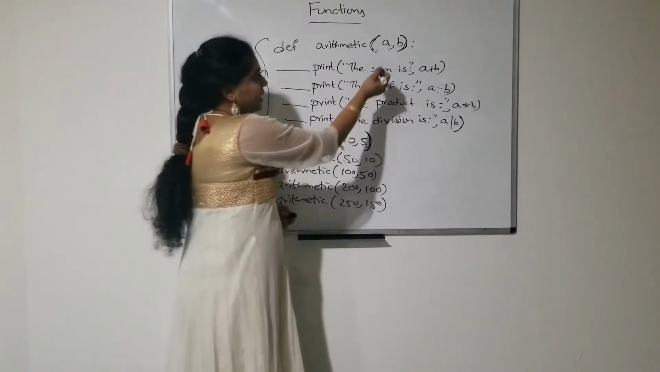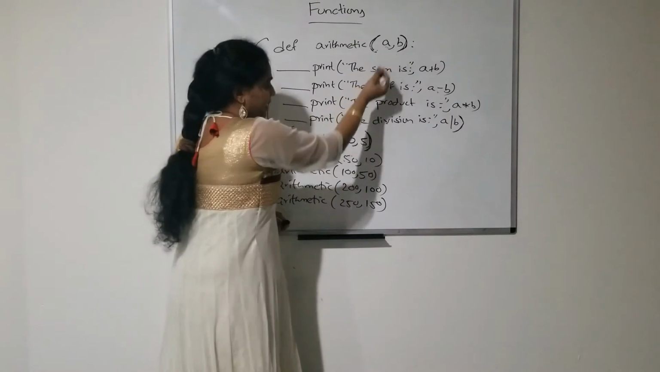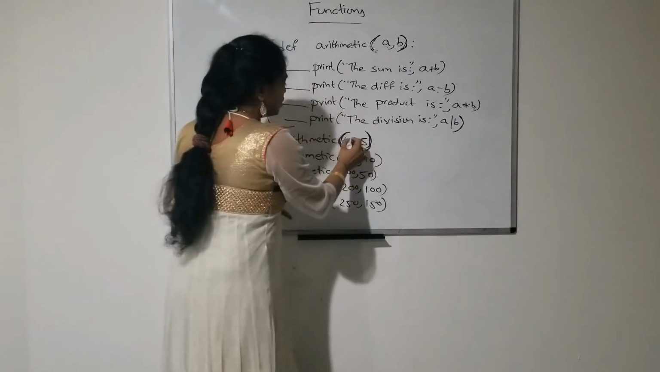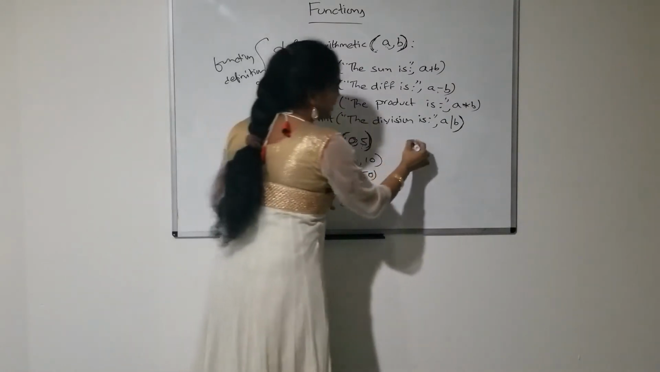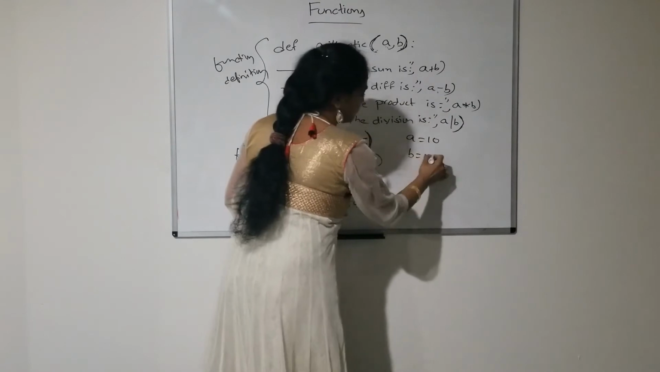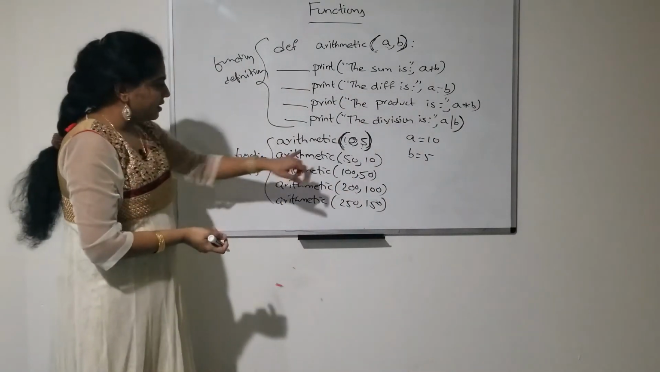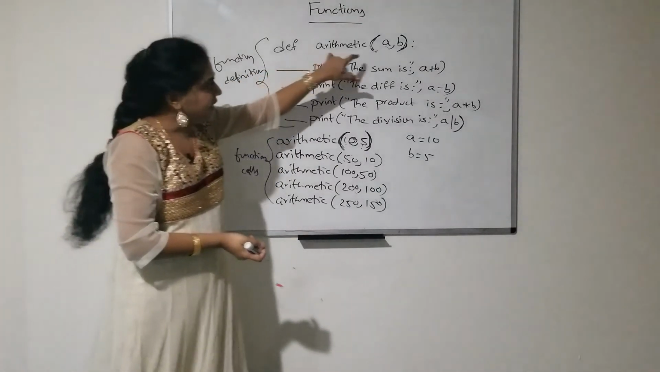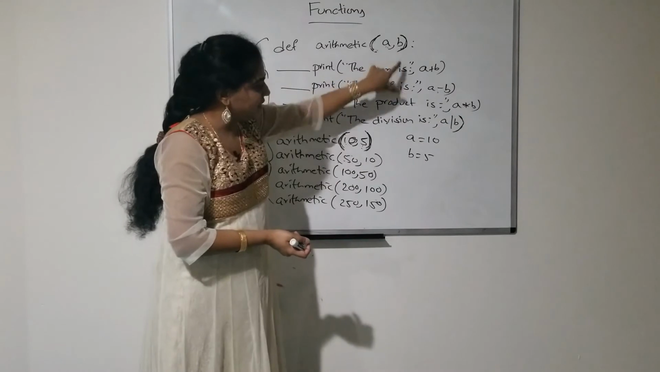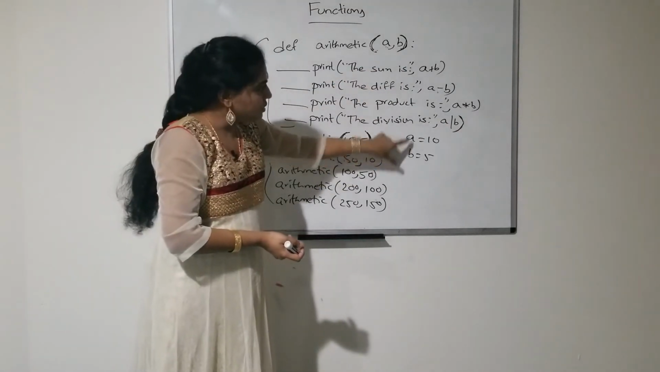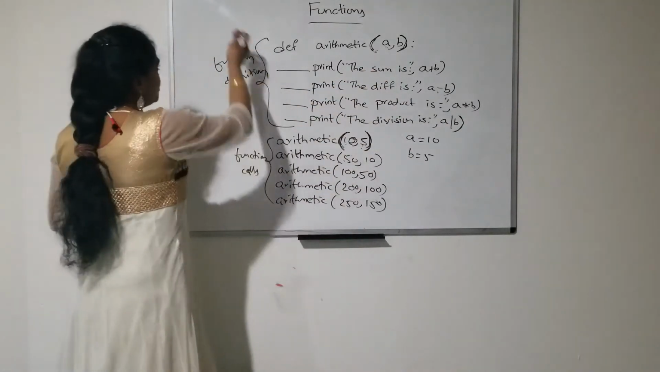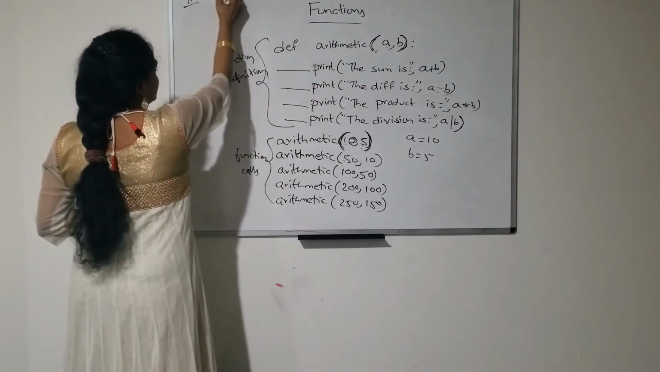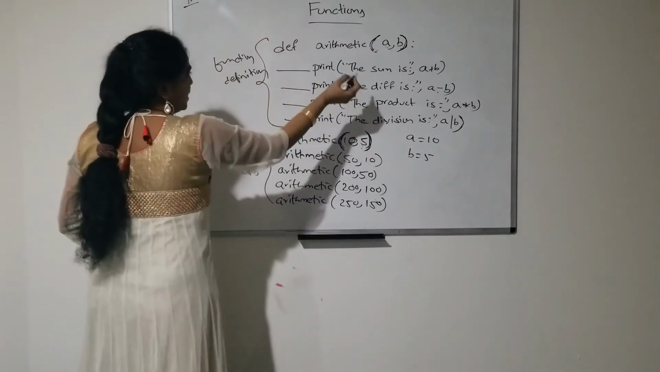So that this variable is assigned this value, and this variable is assigned that value. When the first function call is invoked, A is assigned with 10 and B is assigned with 5. The cursor goes back to the function definition, and with these 2 values the statements are executed. So the first output is the sum, A plus B, that is 10 plus 5.